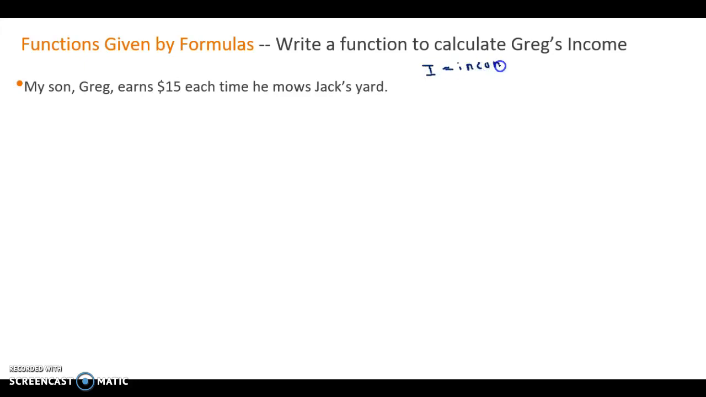So let me read my statement here. It says, my son Greg earned $15 each time he mowed Jack's yard. When he was a young teen, we lived in a small neighborhood. Our neighbor was Jack. Jack was getting up in age, and he hired my son to mow his yard. So Greg's income is going to be based on whether or not he mows Jack's yard. So I'm going to use J, and J represents mowing Jack's yard.